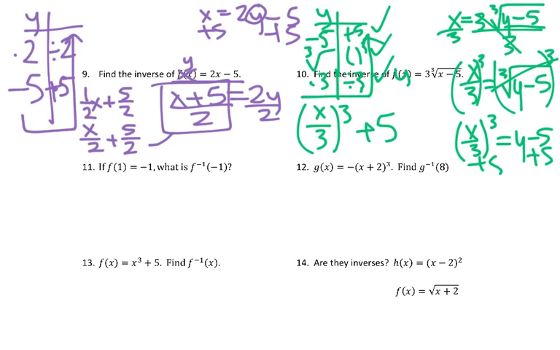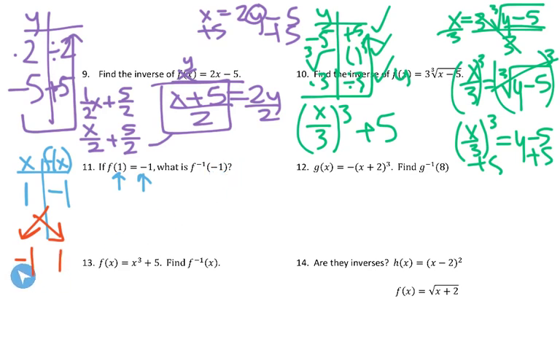Okay, now 11. If f of 1 equals negative 1, what is the f inverse of negative 1? Here's where that key basic idea of an inverse with the x and y swapped helps. So that 1, if we were to make a table, that's our input. Our output is negative 1. To find the inverse of that table, negative 1 becomes our input, 1 becomes our output. They're asking for an input of negative 1 on the inverse, so what's the output? It's 1. Okay, seems a lot more difficult than it should be, doesn't it?